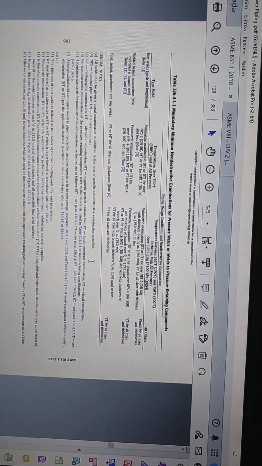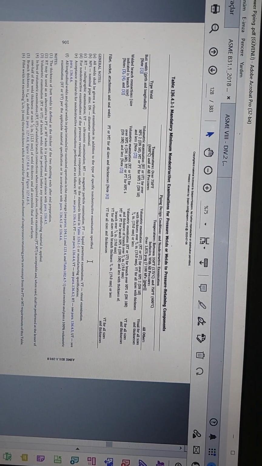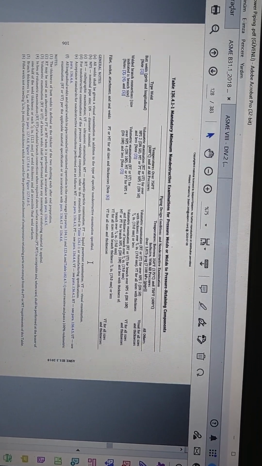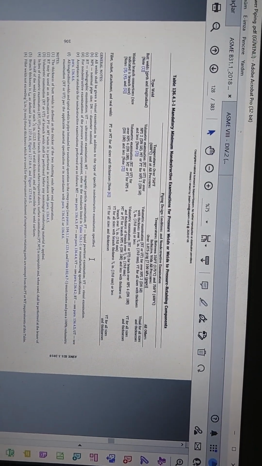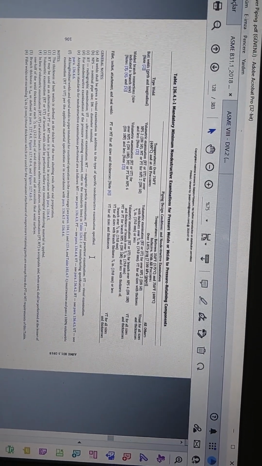As we start from temperature over 400 centigrade, for the butt welds, RT or UT for nominal pipe size greater than 2.